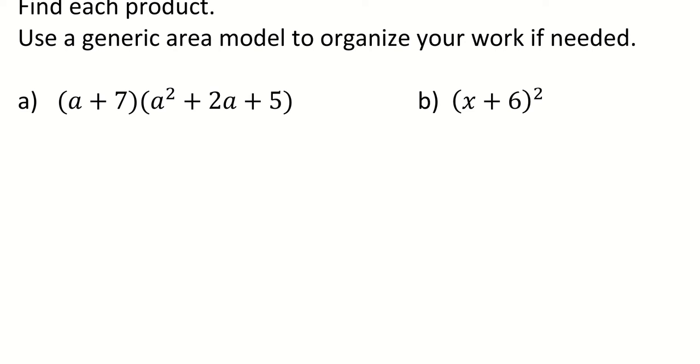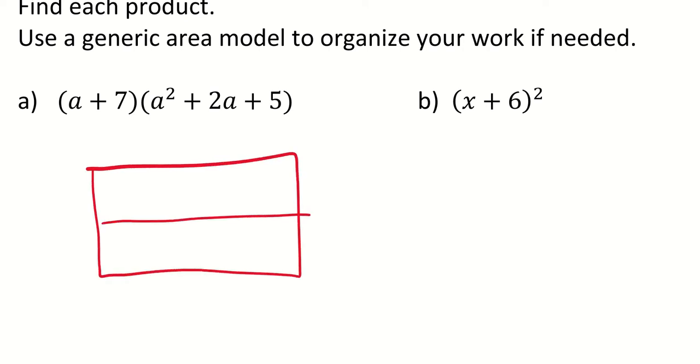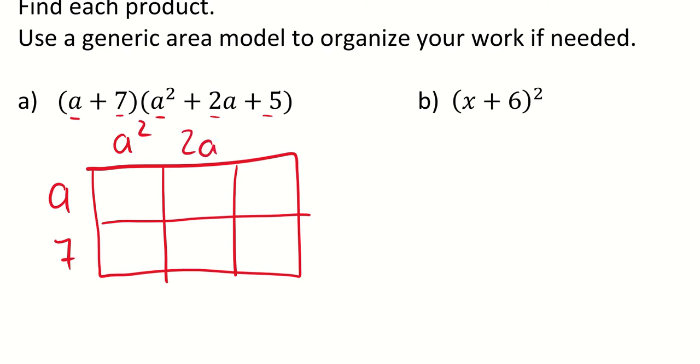So for A, I guess I'm going to do 2 by 3. The reason why I'm doing 2 by 3 is I can see that my first factor here has 2 terms, and the next factor, the next thing I'm multiplying, has 3 terms. So I could write, for example, a and then 7. This is a generic area model. And then across the top I could write a squared, 2 times a, and a positive 5. So the goal here is to figure out the area of each one of these pieces by multiplying their individual lengths and widths, and then combining the like terms.